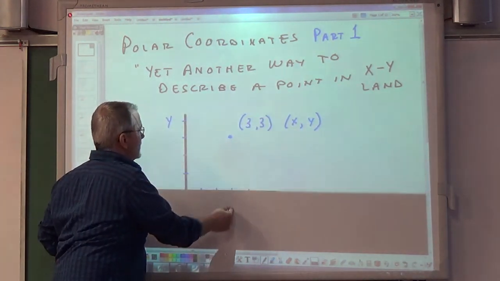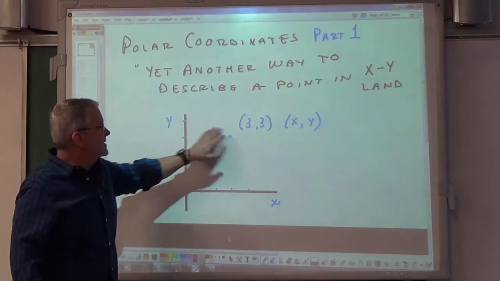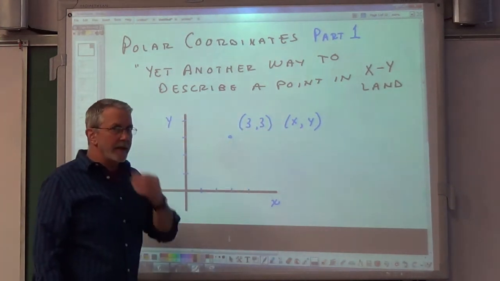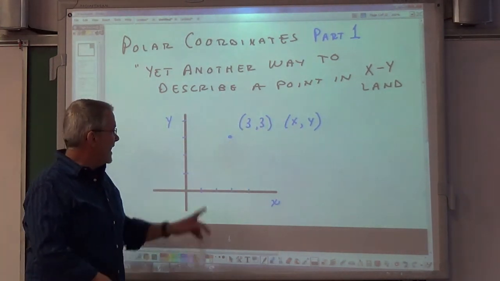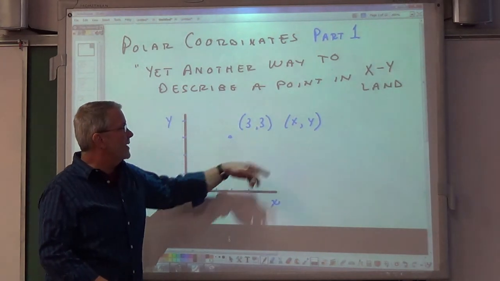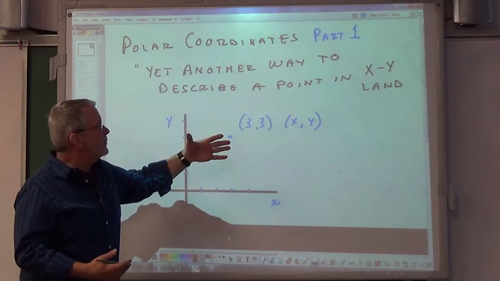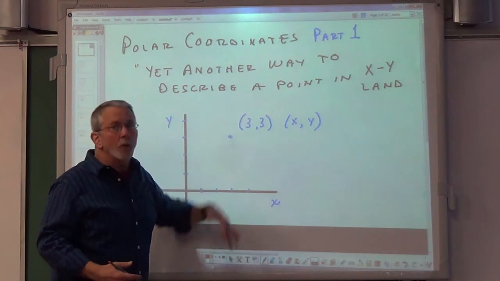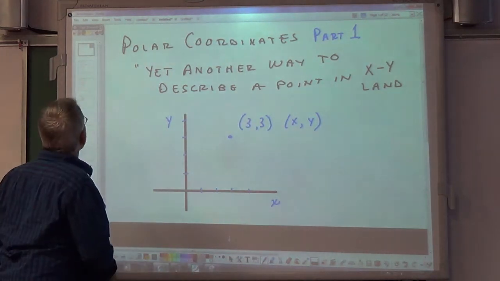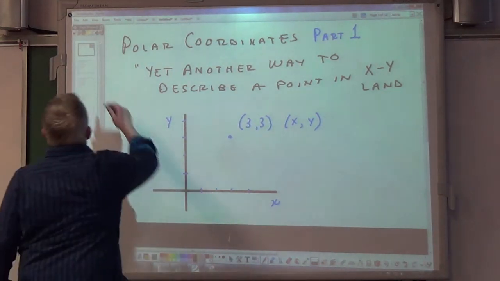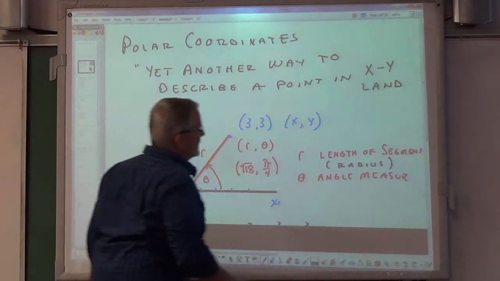Say we have this point right here. This point is in XY land, (3, 3). I've got an X coordinate of 3 and a Y coordinate of 3. How can I describe that point using polar coordinates? Well, let's see here. Let's go to the next slide.